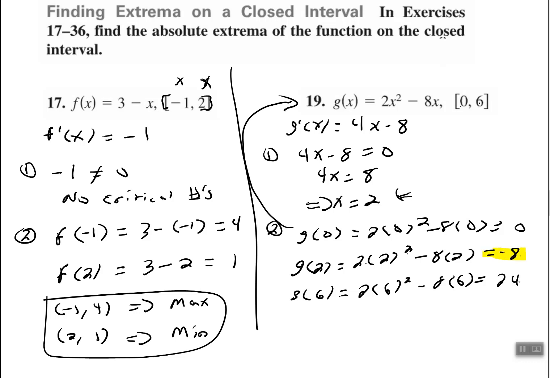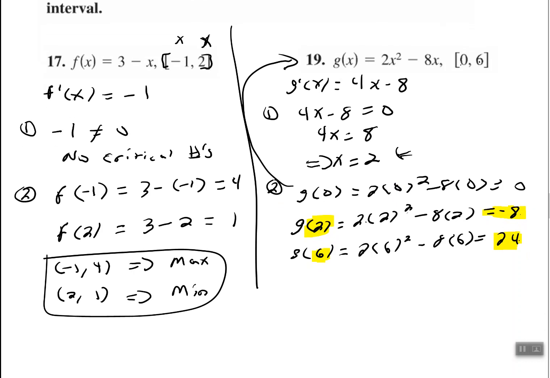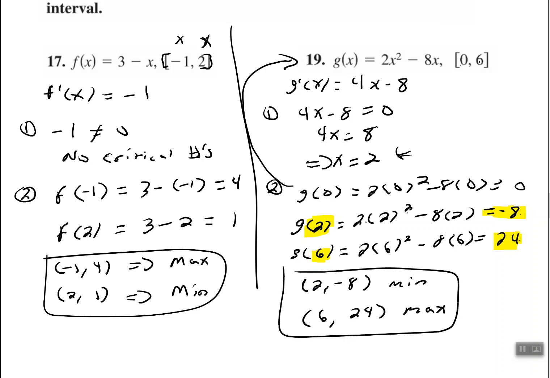So negative 8 would represent my absolute minimum. That's the lowest value of y result I ended up with, and the highest value was 24. So 24 would represent my absolute maximum. So 2, negative 8 will be my absolute min, and then 6, 24 will be my absolute maximum.